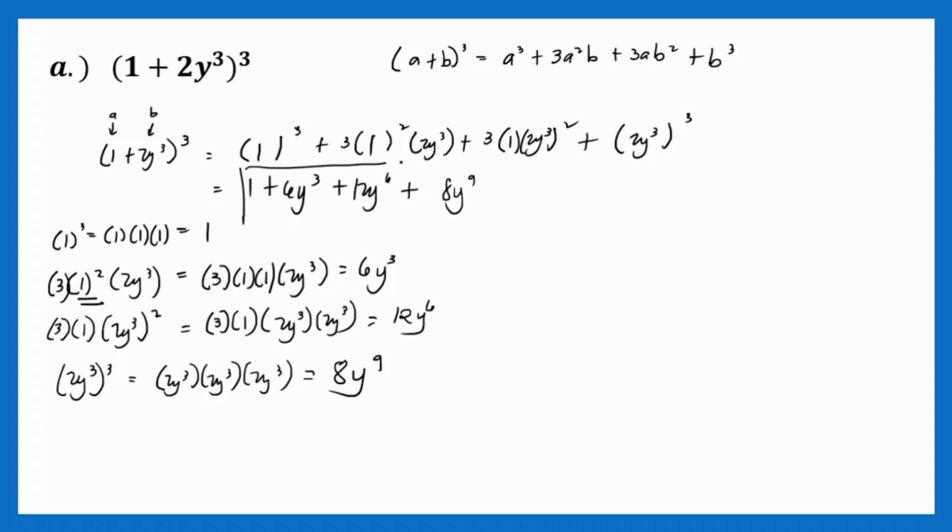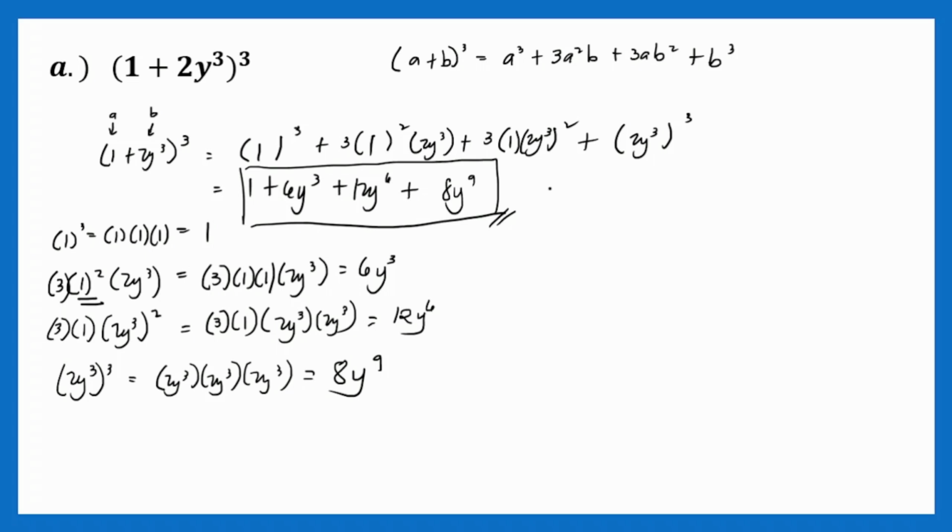So, we're done with the first 4 terms. The 4 terms sa ating sagot: 1 plus 6y cube plus 12y raised to 6 plus 8y raised to 9. That is the final answer. Alright? So, let me know kung tumama ka sa number 1 para ma-congratulate kita.